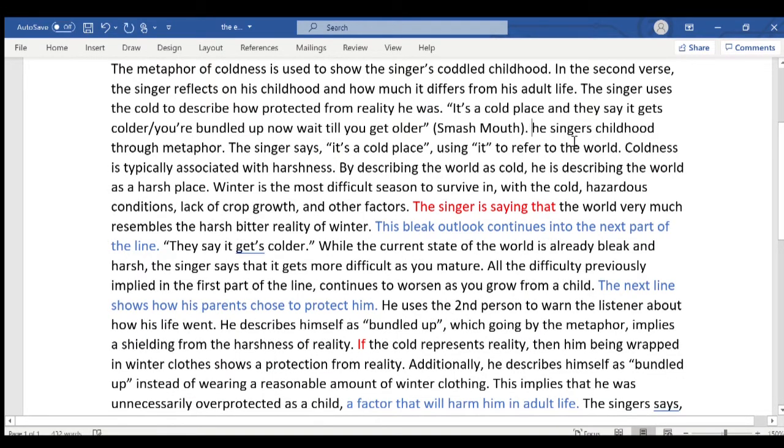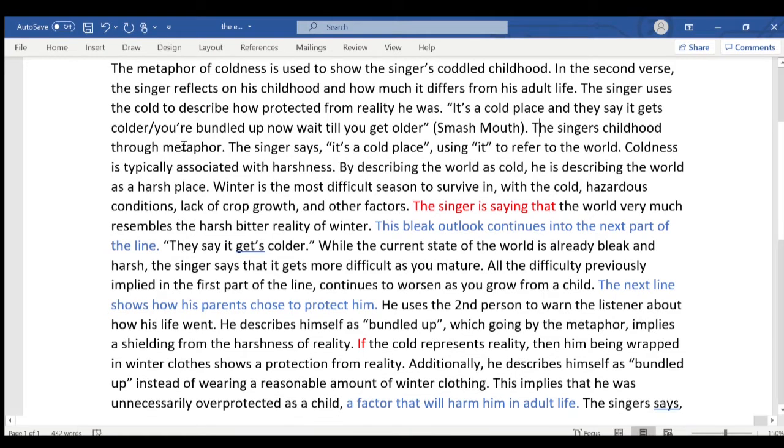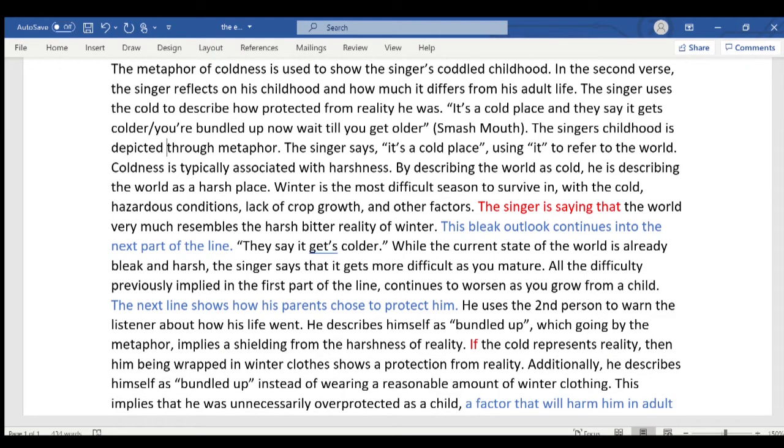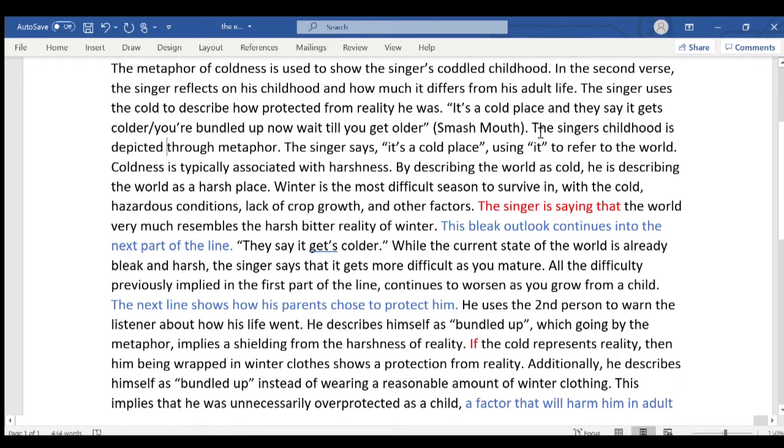So it says the singer's childhood is depicted through metaphor. Instead of saying shows, yeah, you can say it, but it makes you seem a lot more casual and not as sophisticated in your writing. So say words like highlighted. Highlighted is a favorite of mine. Demonstrates, depicts, stuff like that. But make sure you're rewriting it into the sentence, because just saying this shows implies what we already know. Yeah, we know that you're explaining the quote. We're reading an analysis, we already know that. You don't need to say this shows.